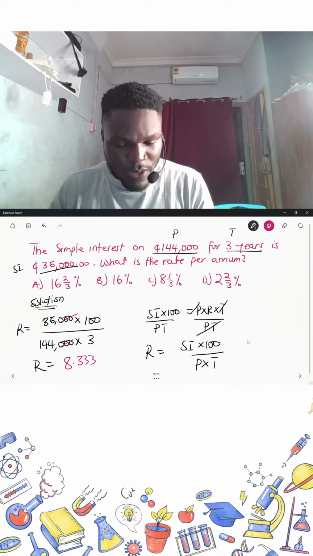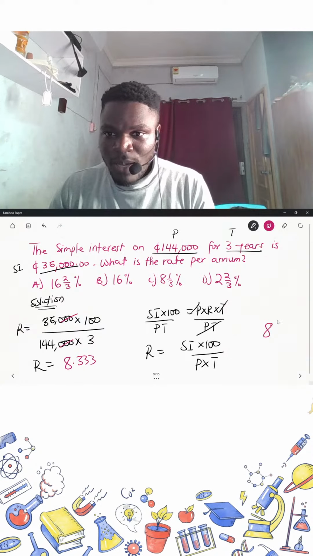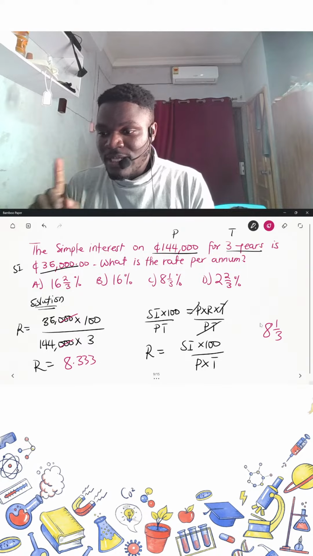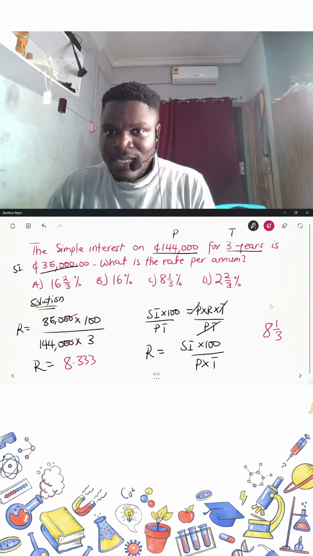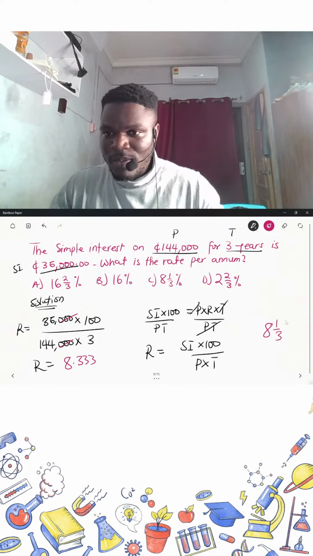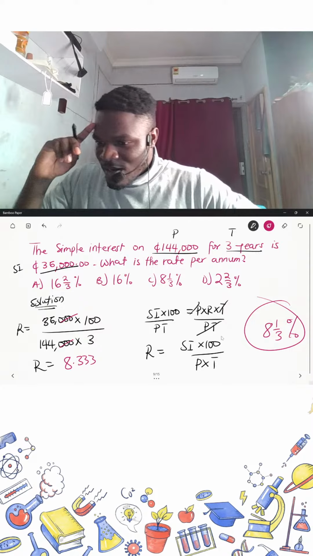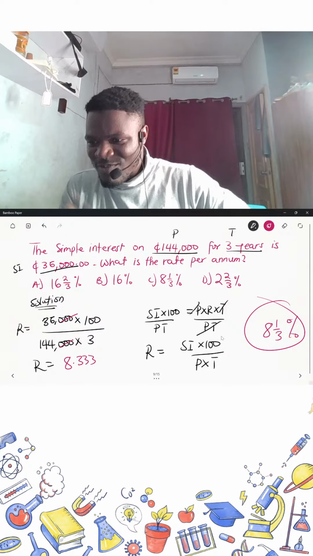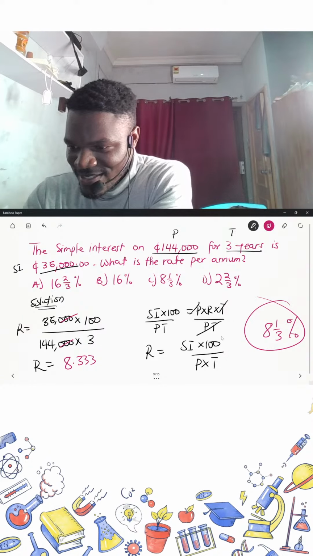Diamond, you are right. So if we convert 8.333 into a fraction, we get 8 whole number 1 over 3. So our answer is 8 whole number 1 over 3%. So Brian, you are right. I'm saying Brian instead of Brain. Brain, you are right. Diamond, you are right. So you guys are correct.